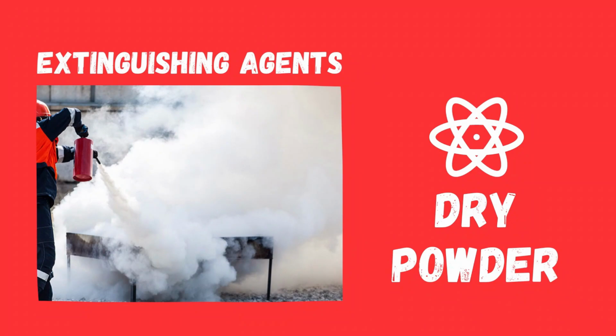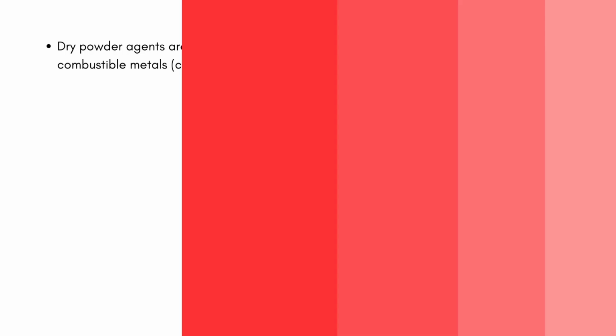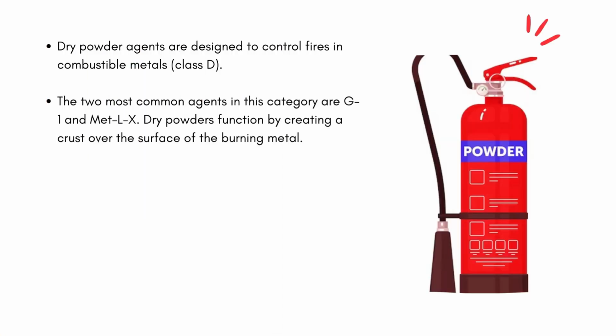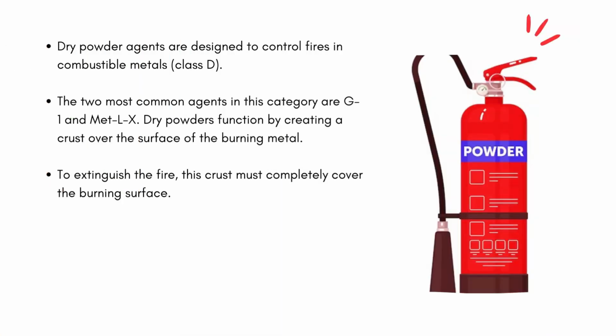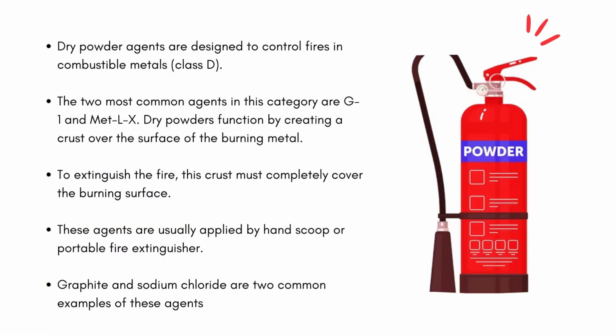Dry powder. Dry powder agents are designed to control fires in combustible metals, Class D. The two most common agents in this category are G1 and Metalex. Dry powders function by creating a crust over the surface of the burning metal. To extinguish the fire, this crust must completely cover the burning surface. These agents are usually applied by hand scoop or portable fire extinguisher. Graphite and sodium chloride are two common examples of these agents.